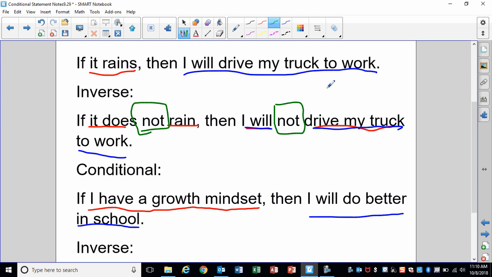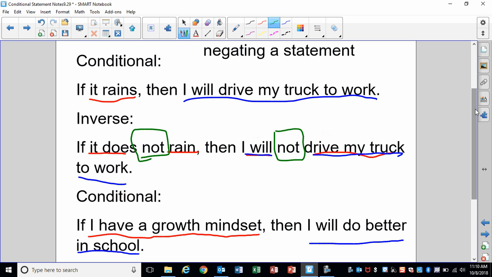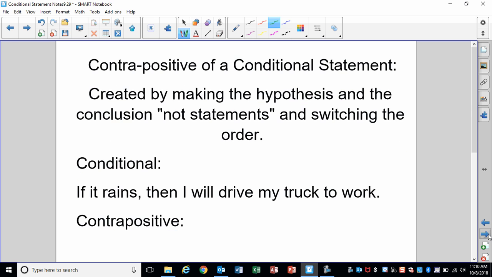Well, what if I needed to bring in, I was helping out Mr. Kelly, and I bring in some wood for the wood shop class. I would need my truck to be able to move that in. So it's not always true when we are looking at inverse.